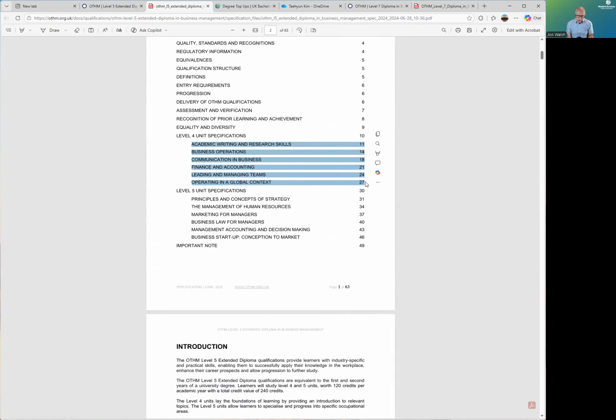The majority of students will complete level 4 and then will complete level 5 and then will go on to the UK university of their choice to complete a level 6 diploma. So you can see here at both level 4 and level 5, there are 6 different units, okay?